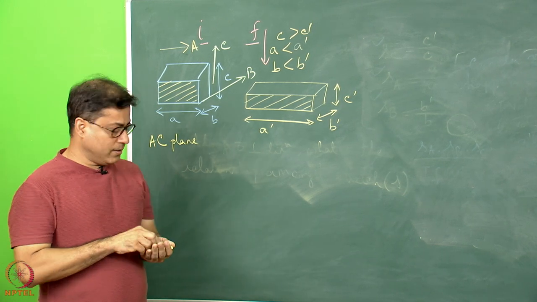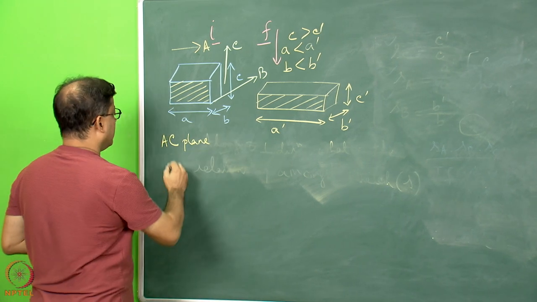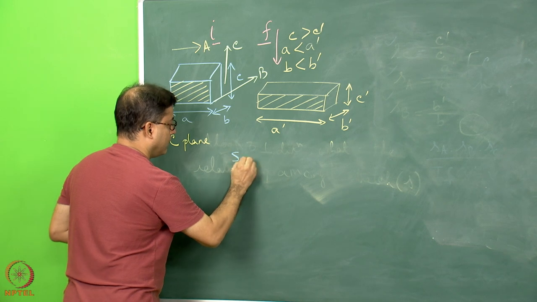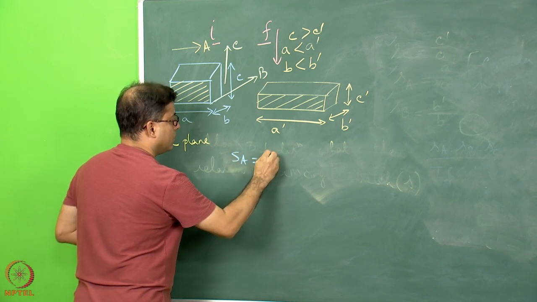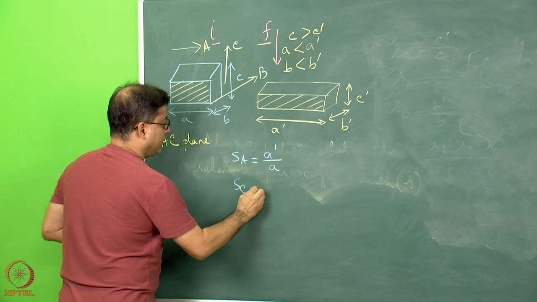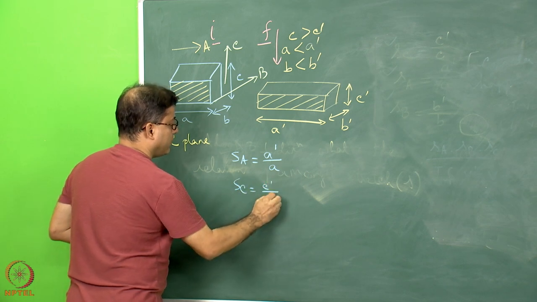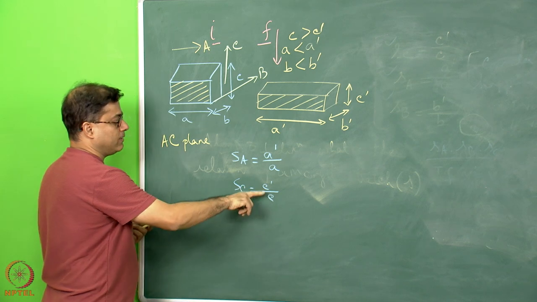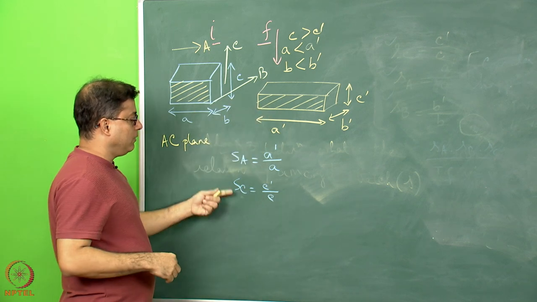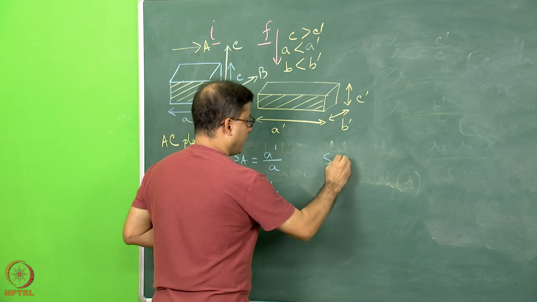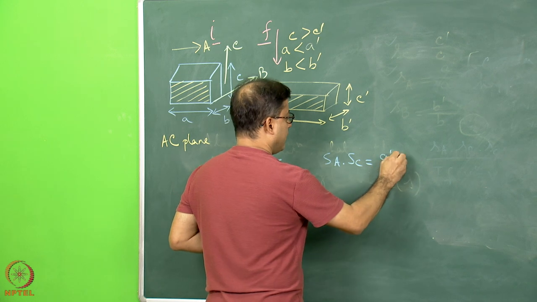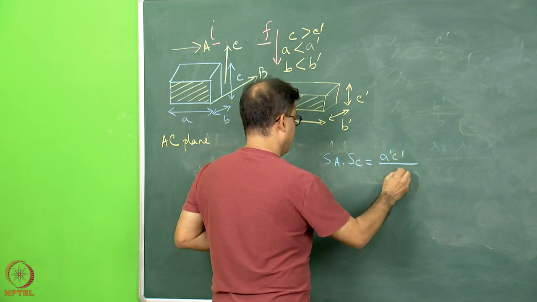SB will not be considered. So here I can write as per the diagrams, SA is equal to A dash divided by A and SC equal to C dash divided by C. This C is capital C, these are the small c's, the lengths initial and final. Now if I multiply these two, SA multiplied by SC is equal to A dash C dash divided by AC.